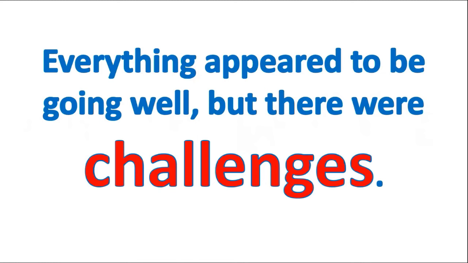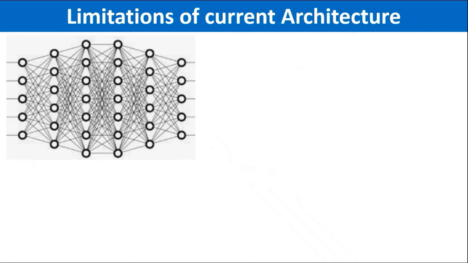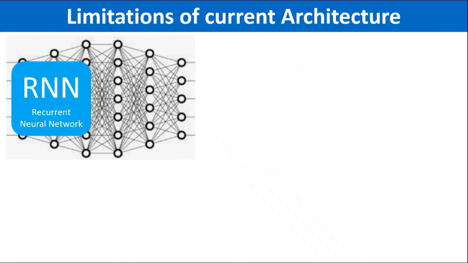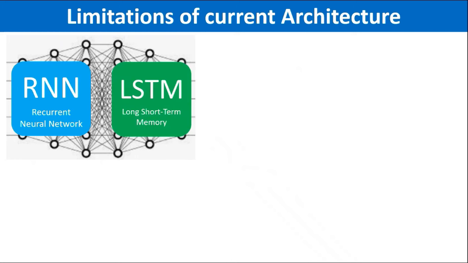Everything appeared to be going well, but there were challenges. The architecture used inside this deep neural network was RNN, called recurrent neural network, and another one was LSTM, long short-term memory. Both struggled to handle large sequences of text, like long paragraphs or essays. By the time they got to the end of the paragraph, they would forget what happened at the beginning. Such behavior can impact the use case result.